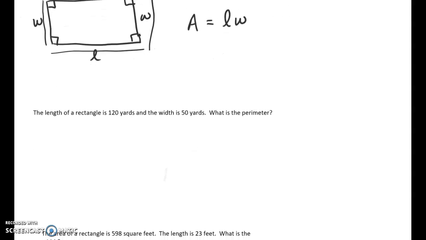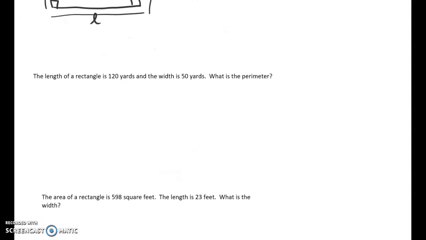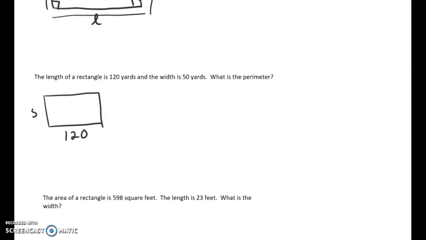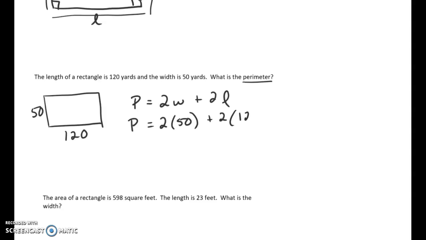All right. So it says in our first problem, the length of a rectangle is 120 yards and the width is 50 yards. What is the perimeter? Now a lot of times when I have these geometry problems, I'll draw a little picture so I can see what's going on. So it's 120 yards for the length and the width is 50 yards. And then I'm going to say I'm trying to find perimeter, so I'll use my perimeter formula. Twice the width plus twice the length. But I know the width. The width is 50. And I know the length. The length is 120.